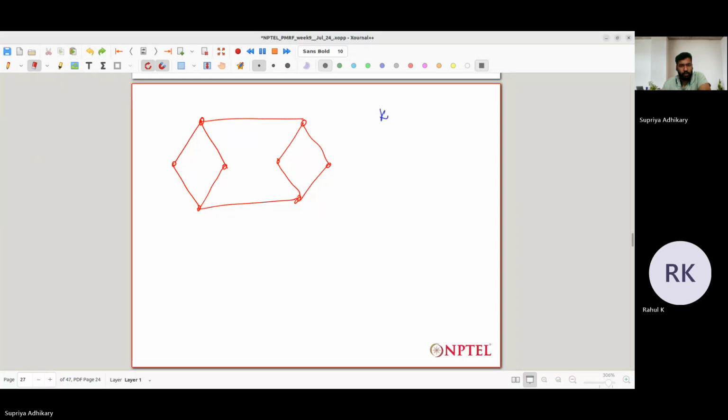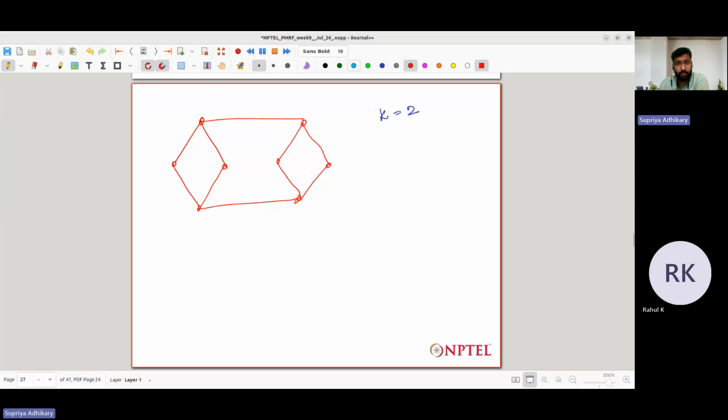But if we do delete the vertices, this and this, then this makes the graph disconnected, and therefore we can say that the vertex connectivity is 2. That is, we need to delete at least 2 vertices from this graph to make it disconnected.